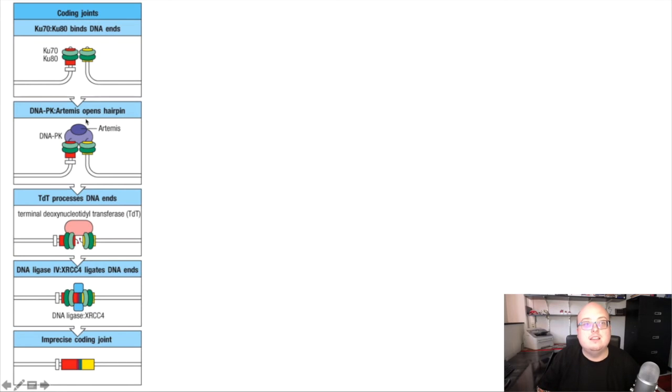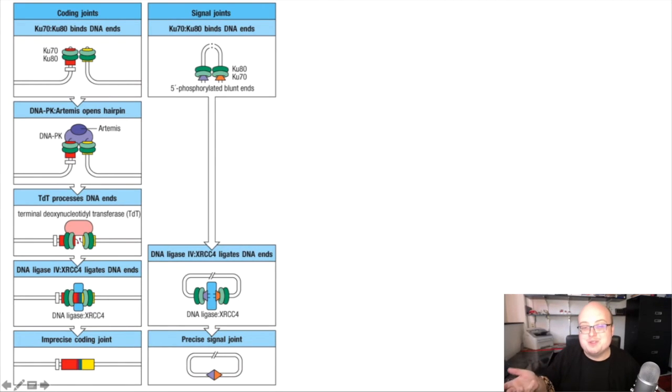What about the signal joint? Well, this is a lot more simple, for one, because we don't care as much about it, but the signal joint does not form hairpins when it's cleaved. It actually has 5' phosphorylated blunt ends, and for various reasons, these are easier to just stick back together. So DNA ligase just closes off this loop.